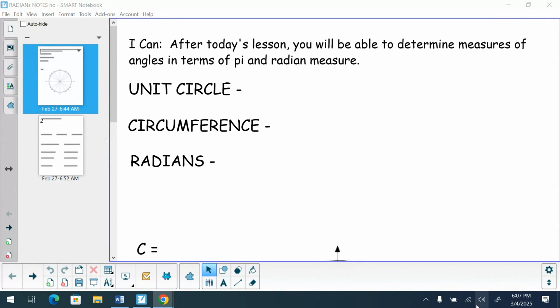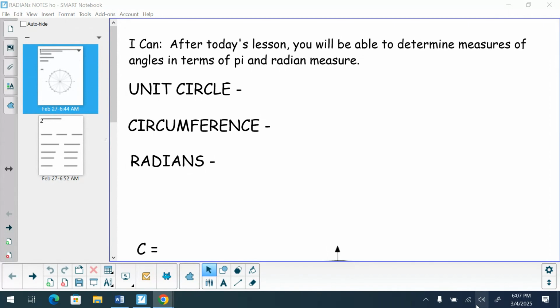The problem we have when we get to upper level mathematics, into the calculus world, and we start doing higher level calculations, is that angles in degrees start to fall apart. So we have to come up with a different way of handling our angles and restating our angles. And that's the idea of radians.